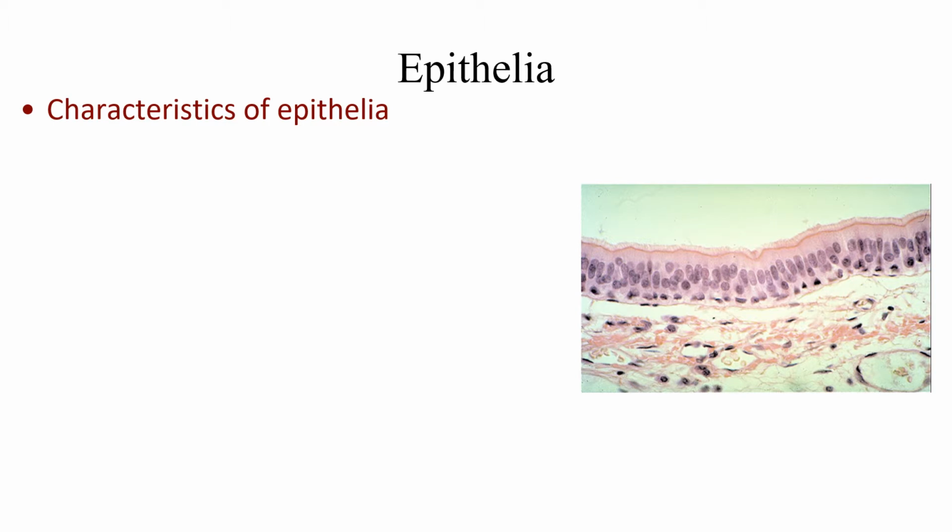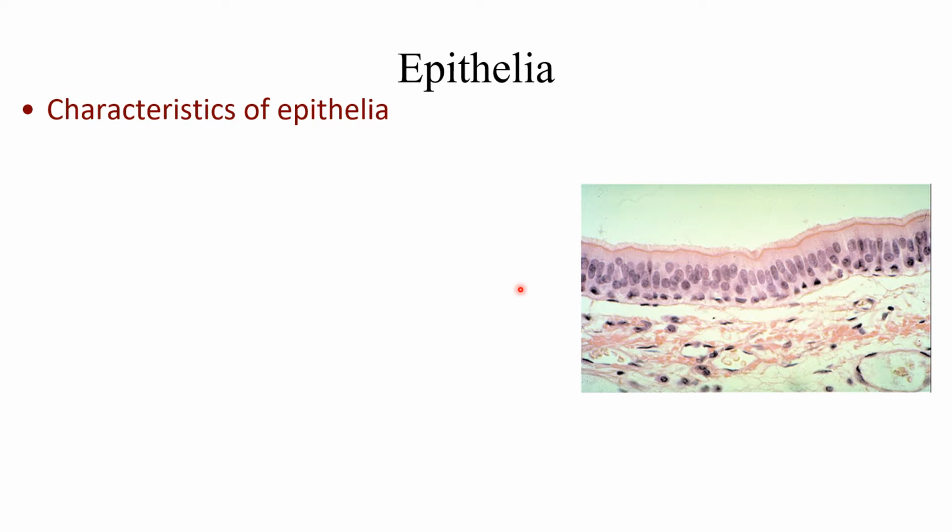So we are seeing the epithelium. We are seeing the cells which are lying on a basement membrane. This is the basement membrane. These are the basal aspects of the cells, and this is the apical aspect of the cell, and this is the connective tissue which is supporting the epithelial tissue. So what are the characteristics of epithelia?